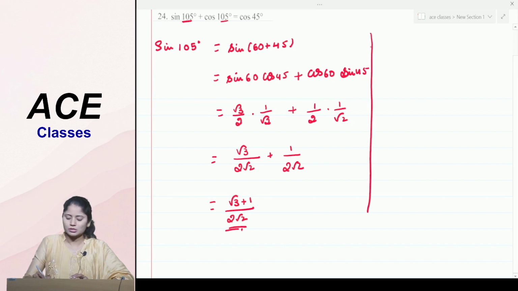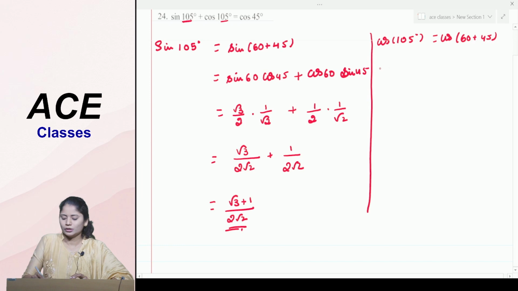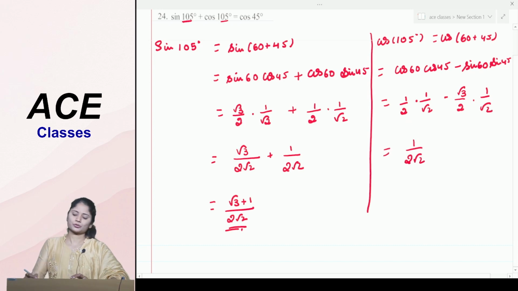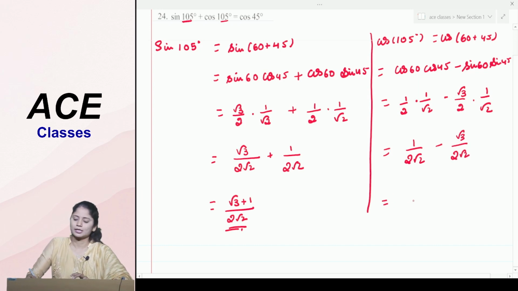Similarly, let me find out cos 105 degree. So cos 105 degree, I can write it as cos of 60 plus 45. So here I'll use the formula, that is cos 60 cos 45 minus sine 60 sine 45. So cos 60 is 1 by 2, cos 45 is 1 over root 2, sine 60 is root 3 over 2, sine 45 is 1 over root 2. First multiply, that is 1 into 1 is 1, 2 into root 2 is 2 root 2, minus root 3 into 1 is root 3 by 2 root 2. Since the denominators are same, this is 1 minus root 3 over 2 root 2.